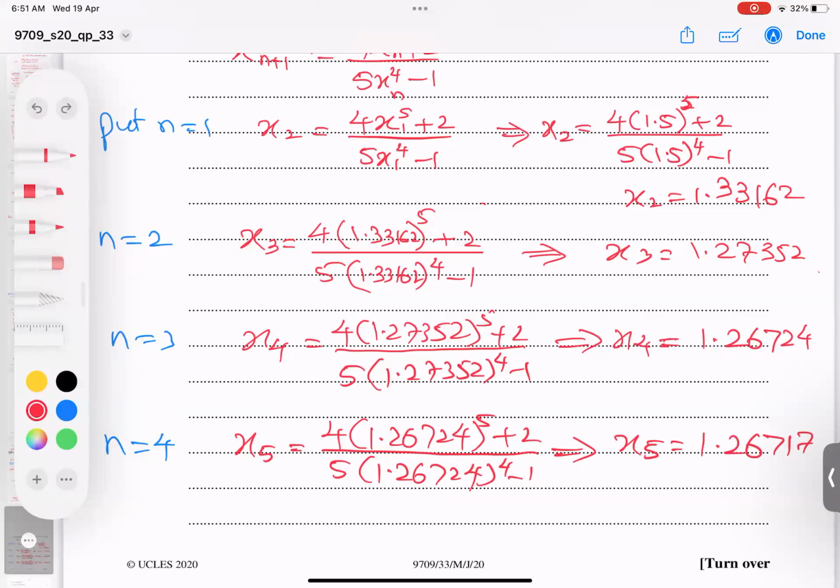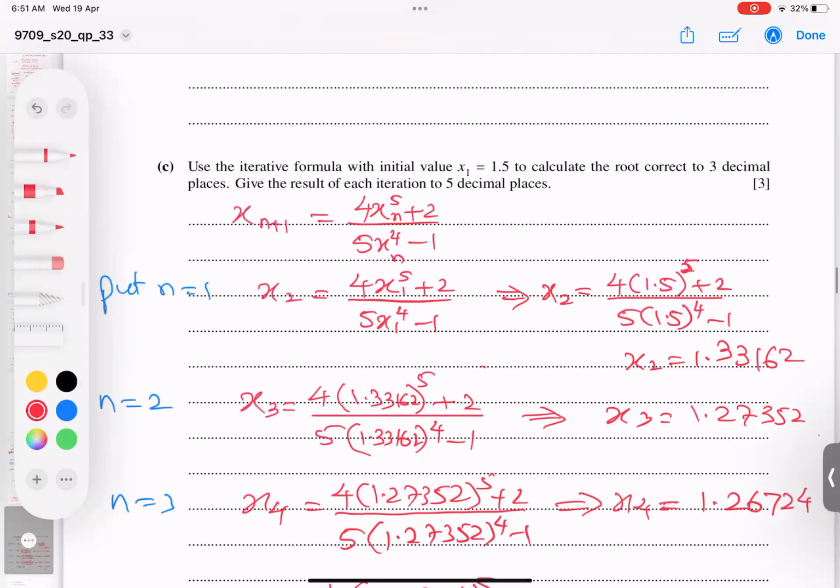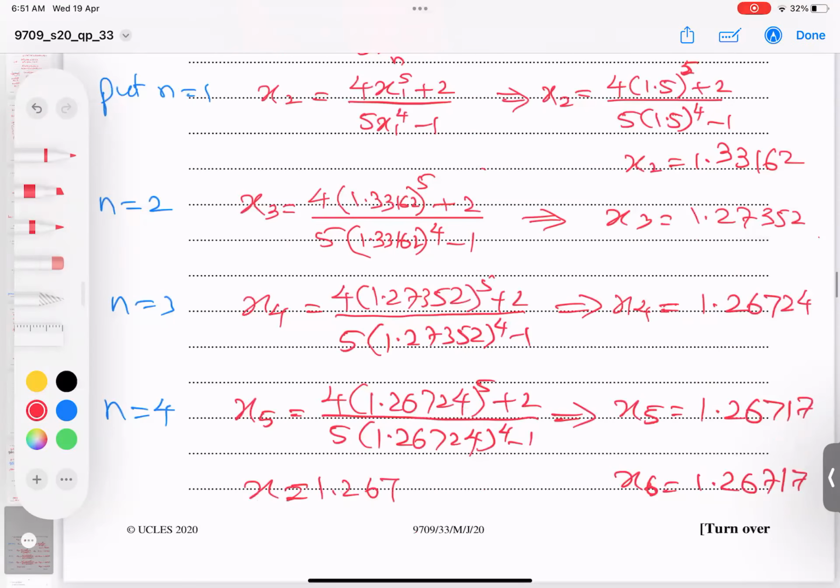Alhamdulillahi rabbil alameen. And you can see that even check the next one. So the next one is coming, x6, 1.26717. So it is matching. So it means the answer finally is 1.267 because he is asking what? 3 decimal places. So 3 decimal places. Alhamdulillahi rabbil alameen. The point is very clear.